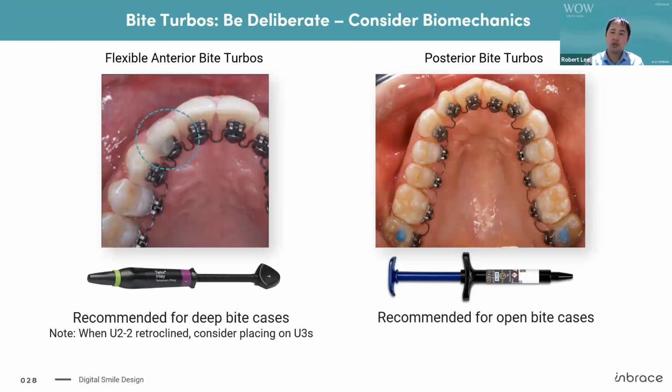We do recommend being a little bit more deliberate with your bite turbo placement. We find a lot of providers just tend to go straight to the posterior bite turbos, because that's what they traditionally do with traditional braces. But we recommend, again, for cases that are deep bite, use the flexible anterior bite turbos. It's actually very easy to place them. They're even easier to take off than posterior bite turbos because they just peel off. And then we have a really great video on the knowledge base on how to apply these.